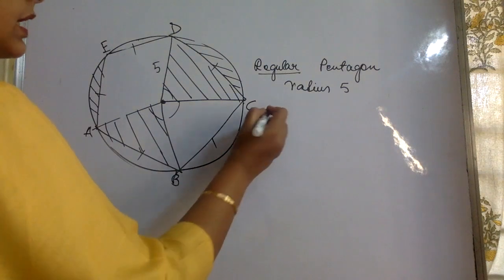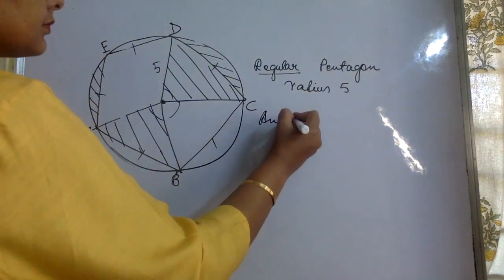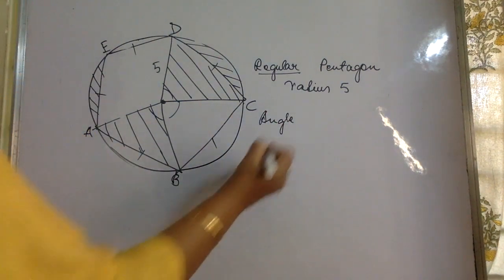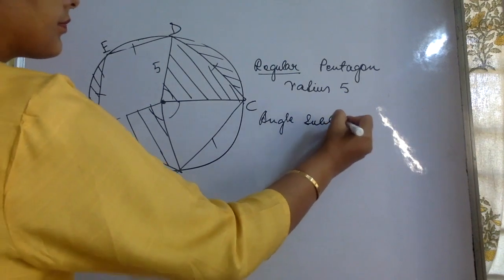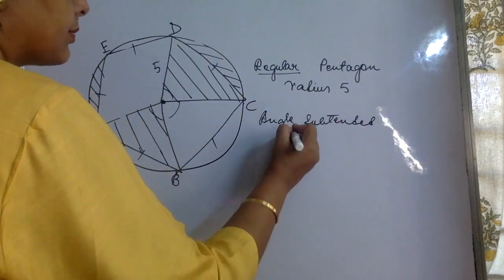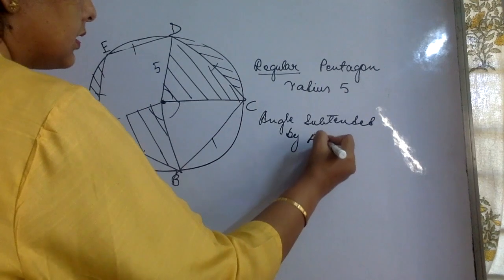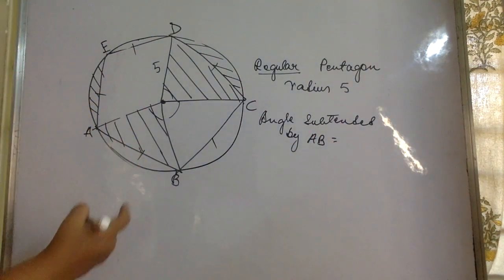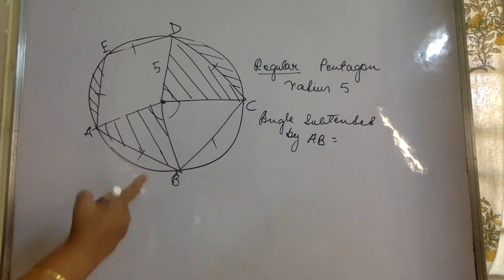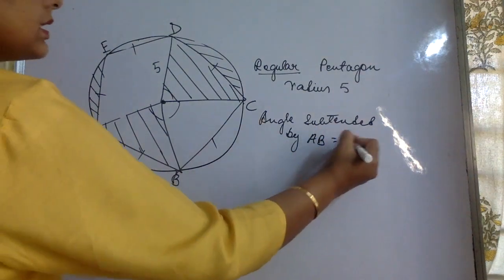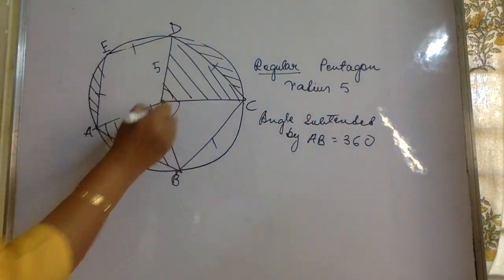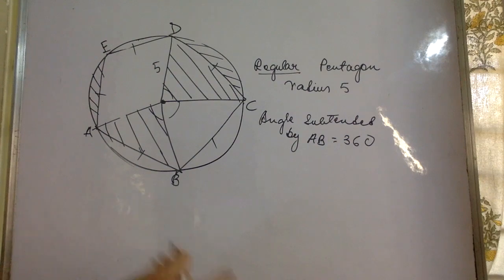So therefore angle subtended by AB, angle subtended by AB is going to be a 360. Now note here, this full angle is a 360. We'll simply divide it by a 5.